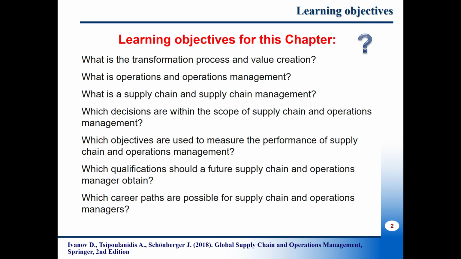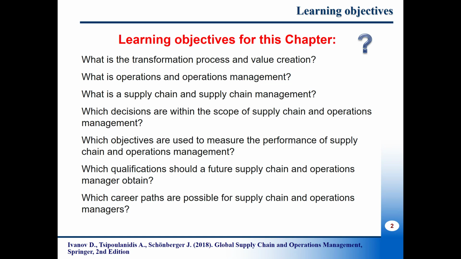And the next question is about which decisions are within the scope of supply chain and operations management. In supply chain, the decisions include price and demand planning: how much we should deliver to our customers, and at what price. While operations management includes, for instance, how many to produce, or how many to store.